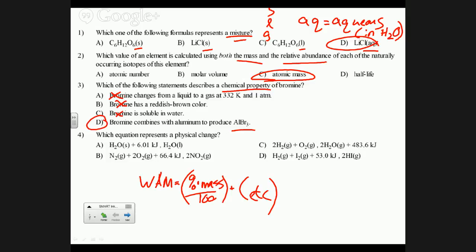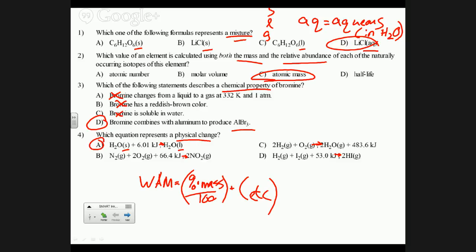All right. 4. These stupid commas here should be arrows, so that is the reaction. That's where the arrow should be. And the question, which one represents a physical change? So we don't want any new compounds. We want the same stuff that we started with, just in a different phase maybe. Like here, I start with H2O solid, and I end up with H2O liquid. That's just a physical change. So this is our answer.